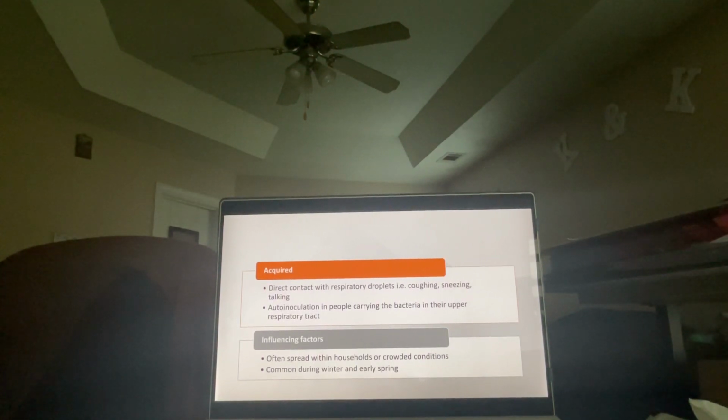It's acquired by direct contact with respiratory droplets, such as coughing, sneezing, or talking. Autoinoculation in people carrying the bacteria in their upper respiratory tract is also a way that it's acquired. Influencing factors: it often spreads within households or crowded conditions, common during winter and early spring.